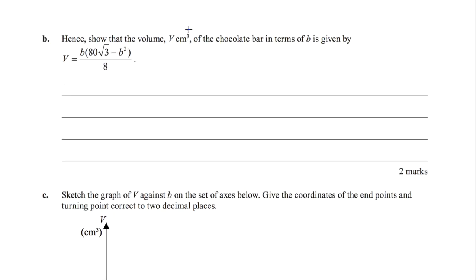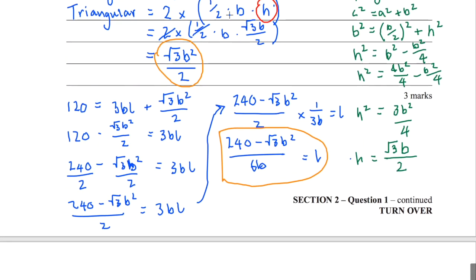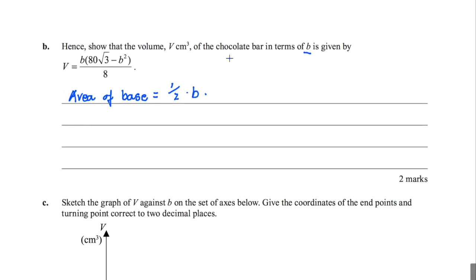Hence, show that the volume V in centimeters cubed of the chocolate bar in terms of b is given by this. We should know that the volume of any prism is equal to the area of the base times the height. So the area of the base is equal to 1/2 times base times height. Well, height in this case we worked out is the square root of 3b on 2. Good.